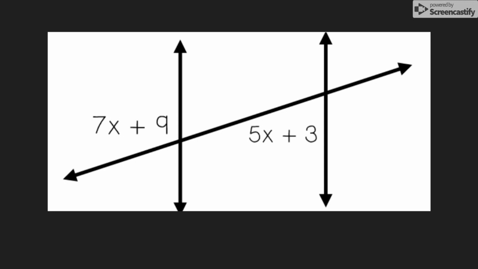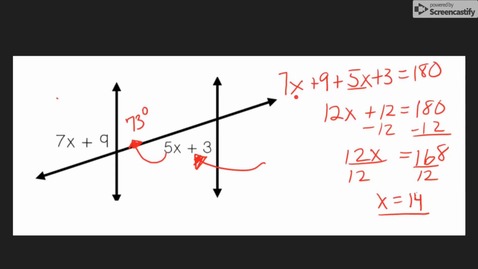So we know that those two angles have to add up to 180. So we took the 7x plus 9 and the 5x plus 3, and we set it equal to 180 because we know that this line right here has to add up to 180. We simplified it here, showing out the work. We got x equals 14. Then we took that 14 and plugged it in for x. And we said that 14 times 5 is 70, plus 3 is 73.